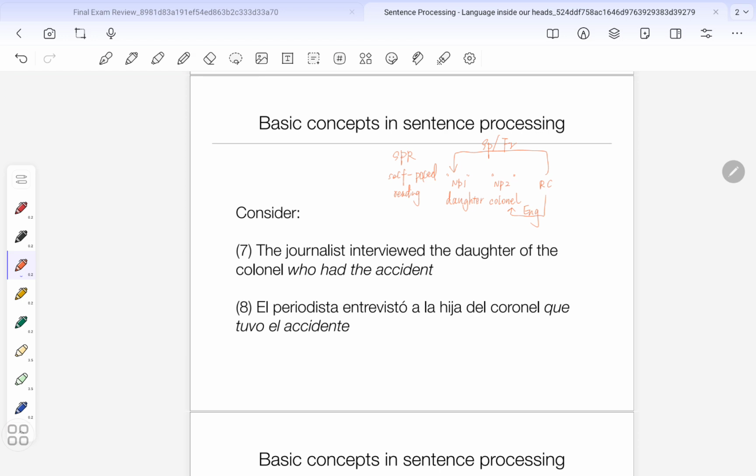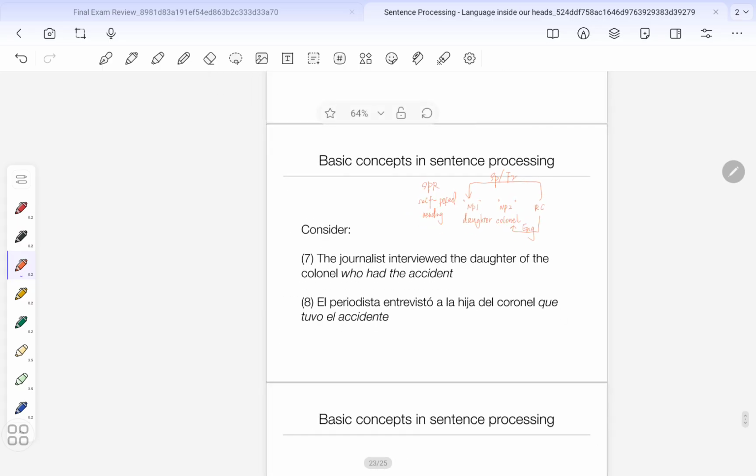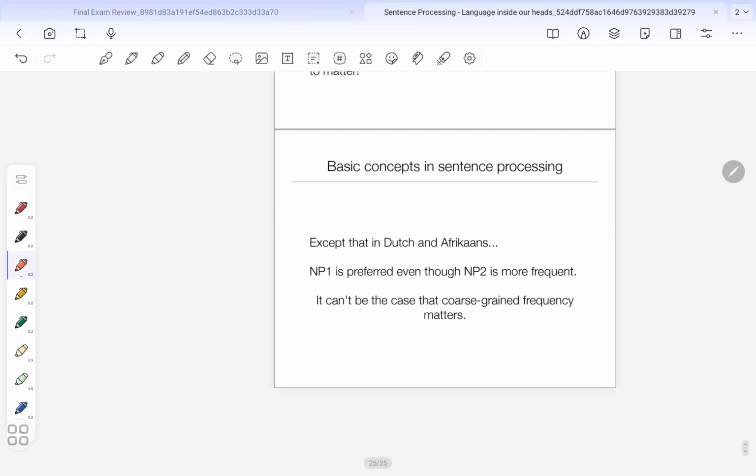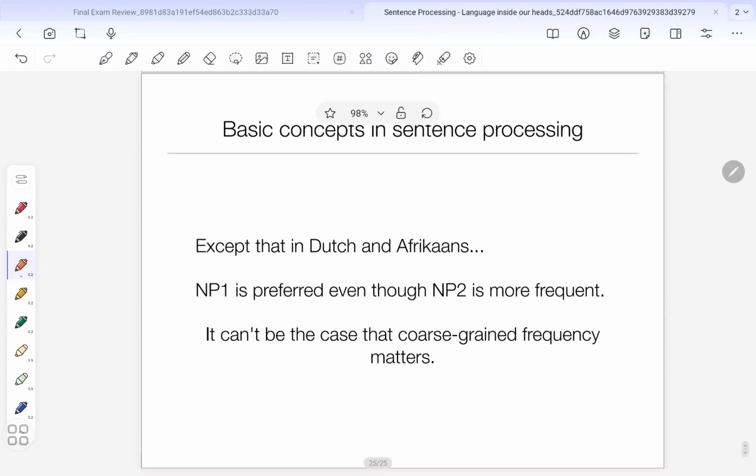But not true. Maybe we can look at other languages. They tried this in Dutch and Afrikaans. Afrikaans, the language spoken in South Africa, is similar to Dutch and German, as a Germanic language, obviously brought by the colonizers centuries ago. They did it with Dutch and Afrikaans, and guess what? The preference for NP1 over NP2 is more frequent.